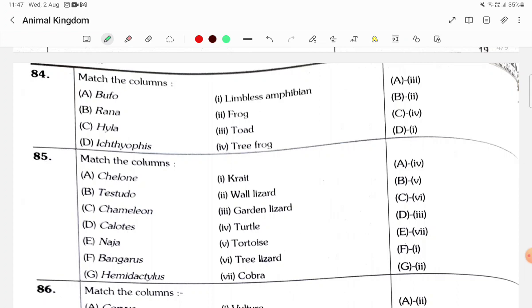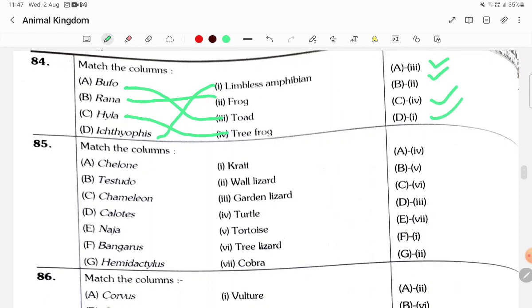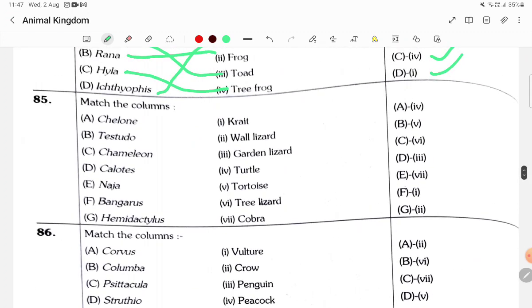Bufo is toad. Rana tigrina is frog. Hyla is tree frog. And Ichthyophis is limbless amphibian. A 3, B 2, C 4, D 1. Let's come on to the next question, 85.